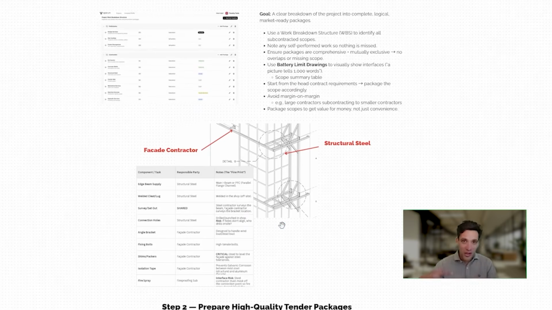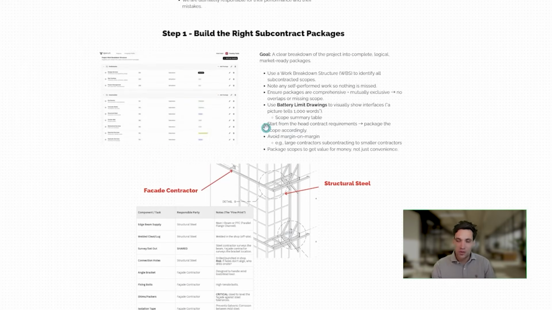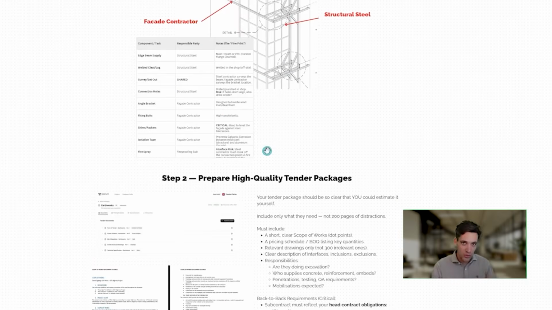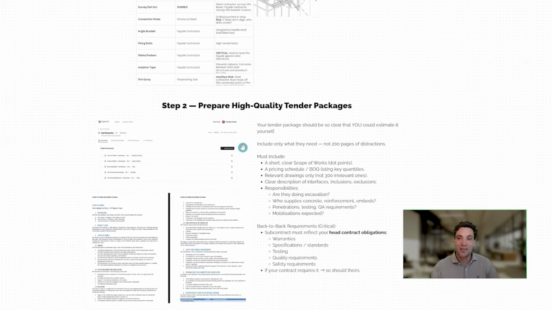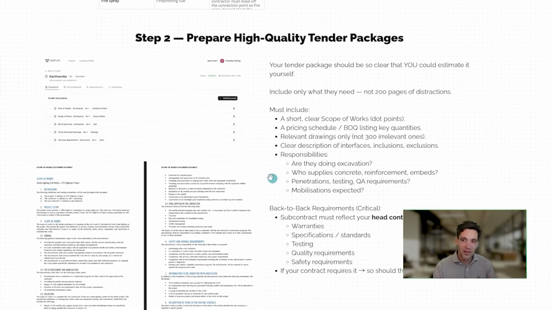So you can write all this in a scope of works, or you can just mark it up on a set of drawings that everybody sees. Now, the next step, once we've worked out our overall subcontract packages and the overall procurement approach to the project, the next step, using this as a basis, is we then prepare high quality tender packages.